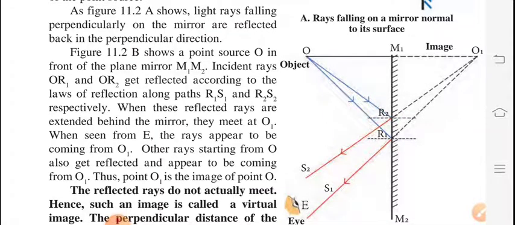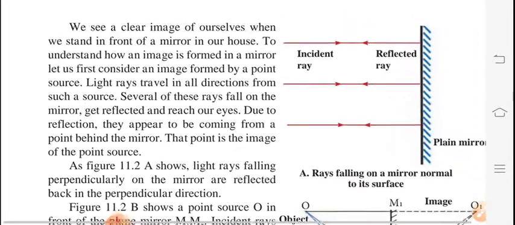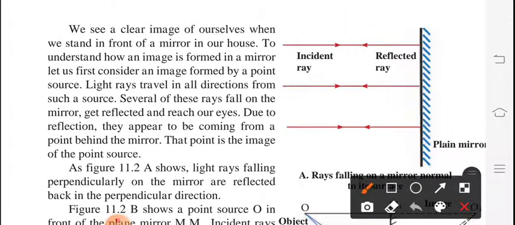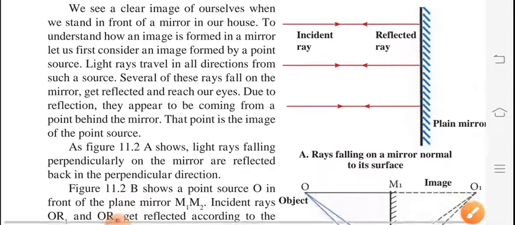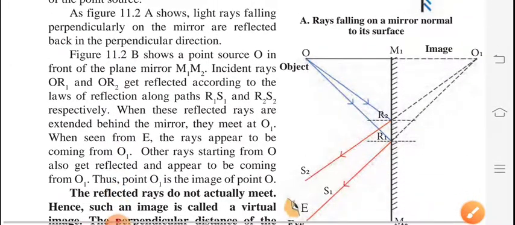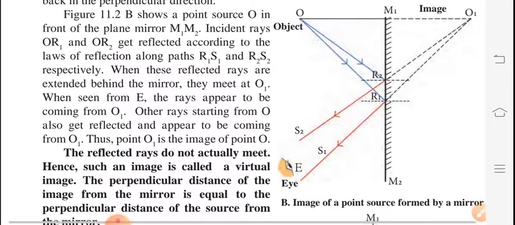Light rays falling perpendicularly on the mirror are reflected back in the perpendicular direction. How perpendicular? You can see here the 90-degree angle they are making. So it is perpendicular and they are coming back perpendicular only. Now, in the next figure, we can locate the point source which is behind the mirror with the help of a ray diagram. So this is your diagram.